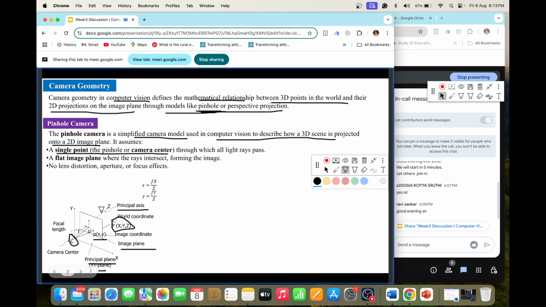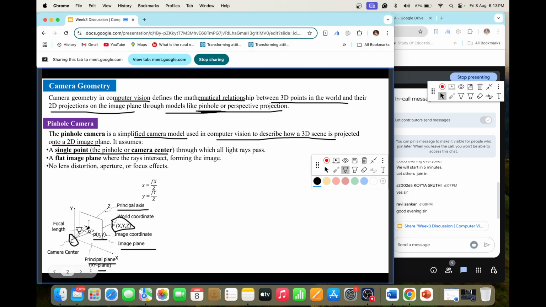Okay, now what is a principal point? There is another term called the principal point. So what is a principal point? The Z axis of the principal plane, wherever it is intersecting with the image plane, that point, you can say this point, is the principal point. Okay, so this O point is the principal point.